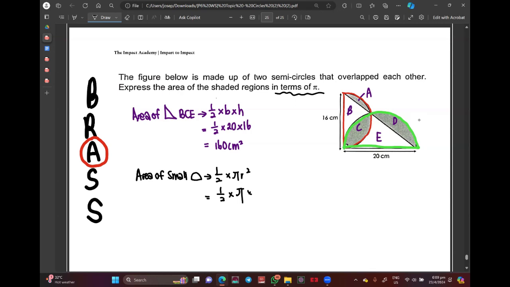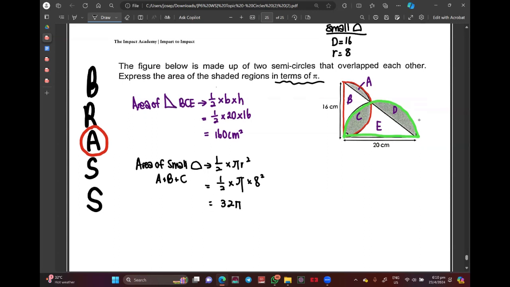The radius of the small semicircle, you might want to write down small semicircle. Diameter is 16, radius is 8. So 8 to the power of 2. Am I making sense? Now once you get to this, you'll get to 32 pi. What is 32 pi? 32 pi is B plus A plus C. So I will write down over here A plus B plus C. Am I making sense?